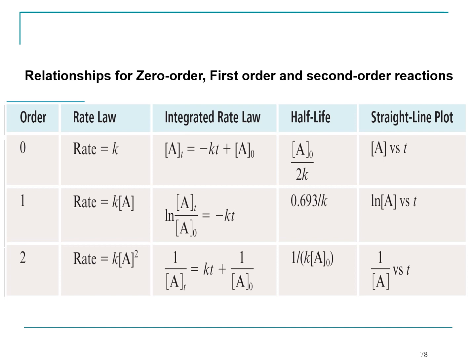And then a straight line will be given if it's natural log of concentration versus t. And then if it's second order, here's the rate law, and here's the integrated rate law. The half-life is 1 over k[A]0. And then a straight line will be given by 1 over [A] versus t. So that's a nice little summary.